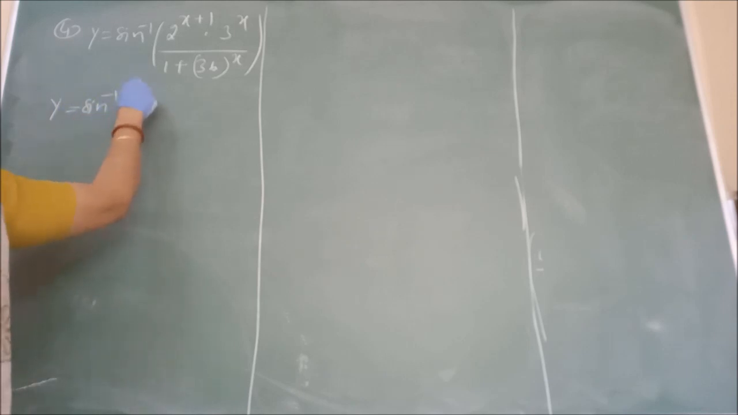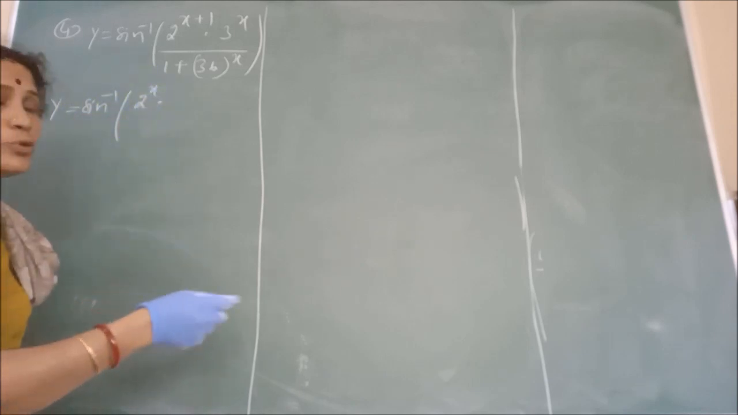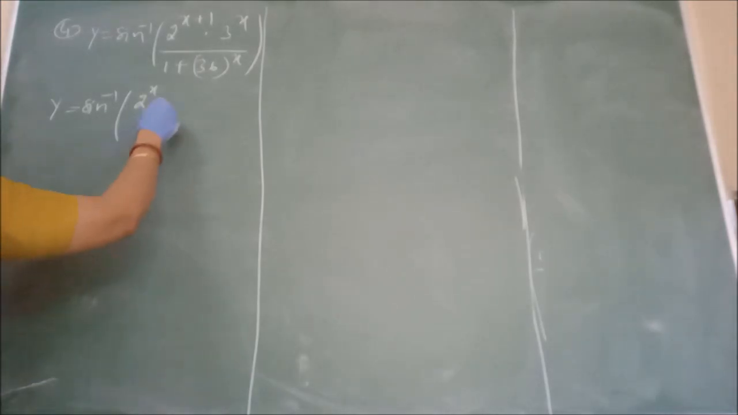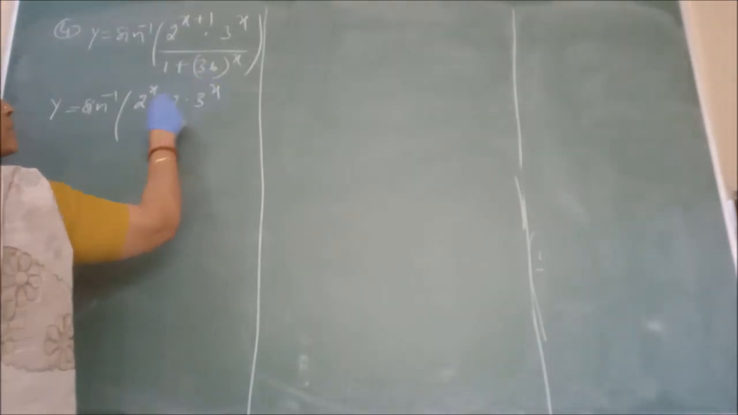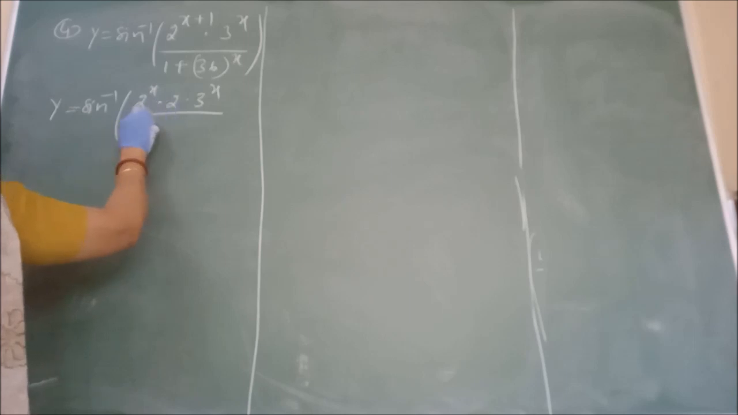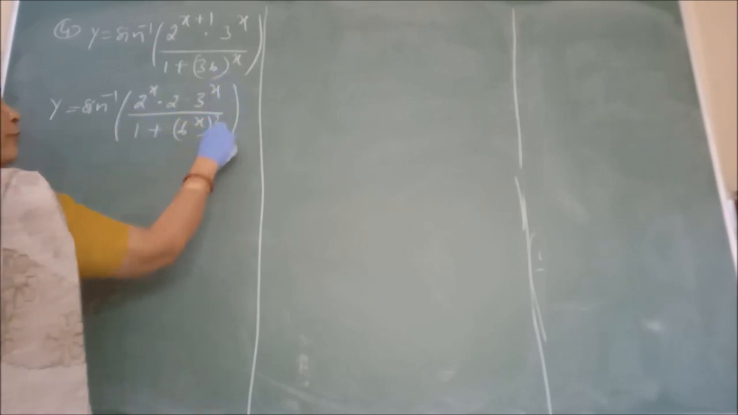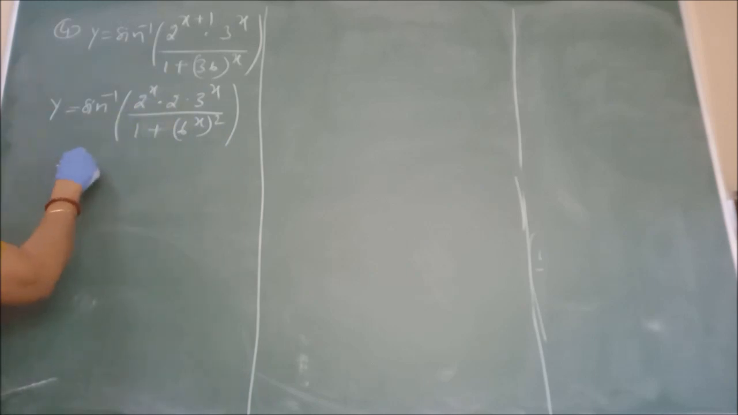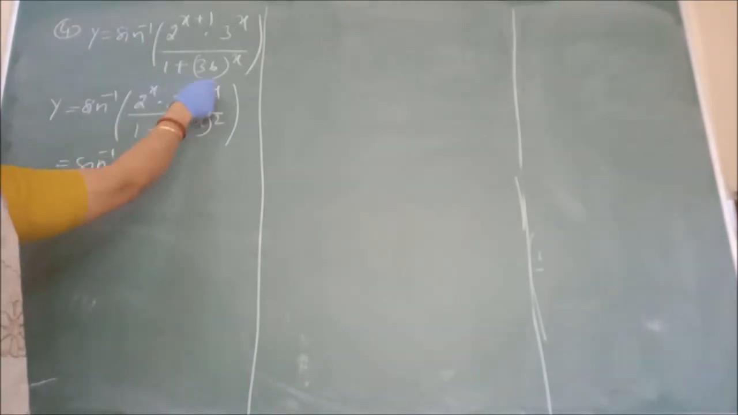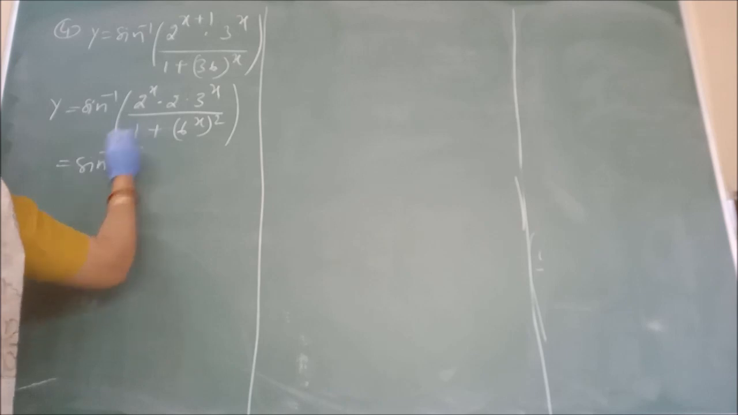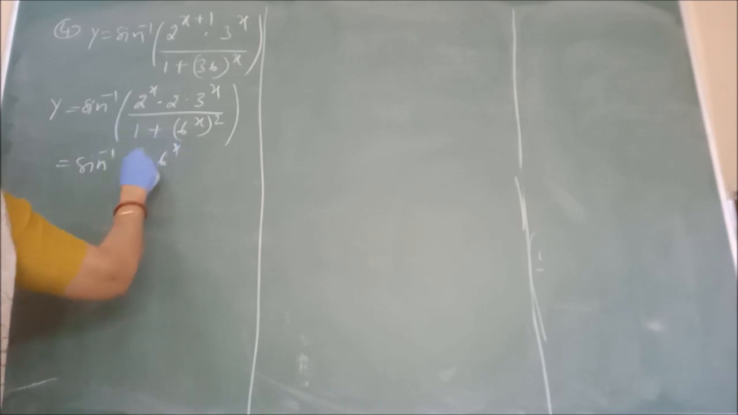we can write this as 2 power x. Here also you cannot do it directly. You have to split 2 power x plus 1 into 2 into 3 power x, and 1 plus 36 power x as 1 plus (6 power x) whole square. Now what I am doing, that is equal to sin inverse of, the power being the same, we can multiply the bases, so 2 into 6 power x the whole upon 1 plus (6 power x) square.